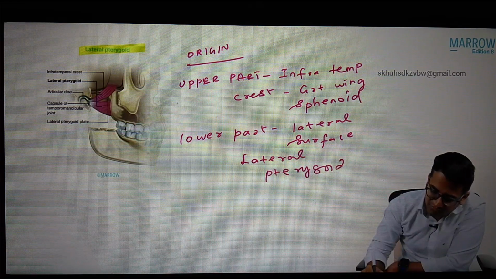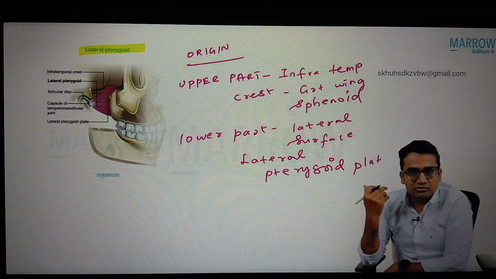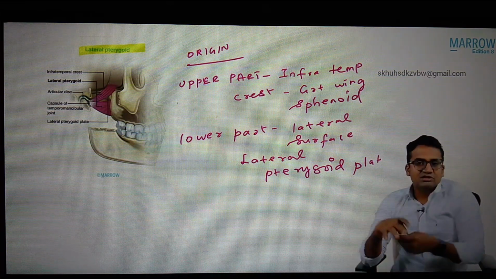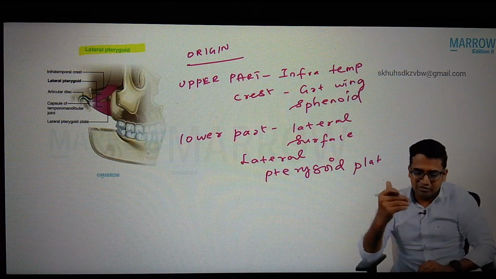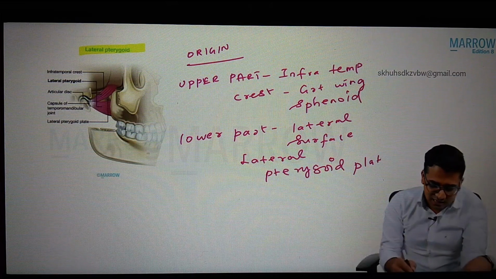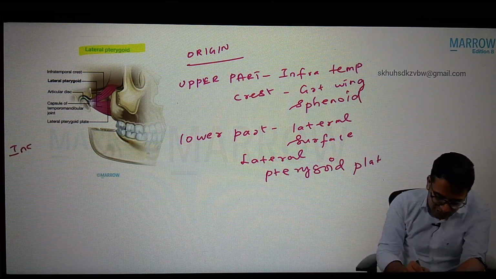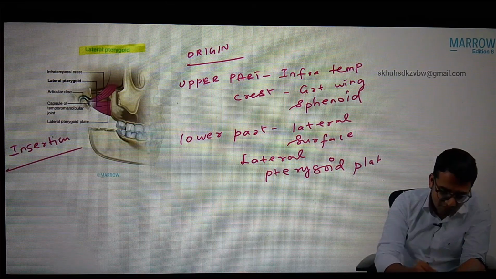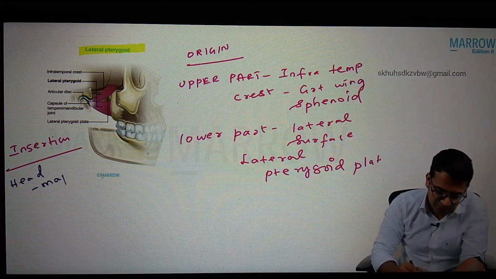Lateral surface of lateral pterygoid plate. That is the origin. Now, see the insertion point. See, the muscle fibers are horizontal, both the upper fibers and lower fibers after the origin. The fibers are horizontal, and they are inserted to the head of the mandible. So, insertion, the muscle fibers are attached to the head of the mandible.